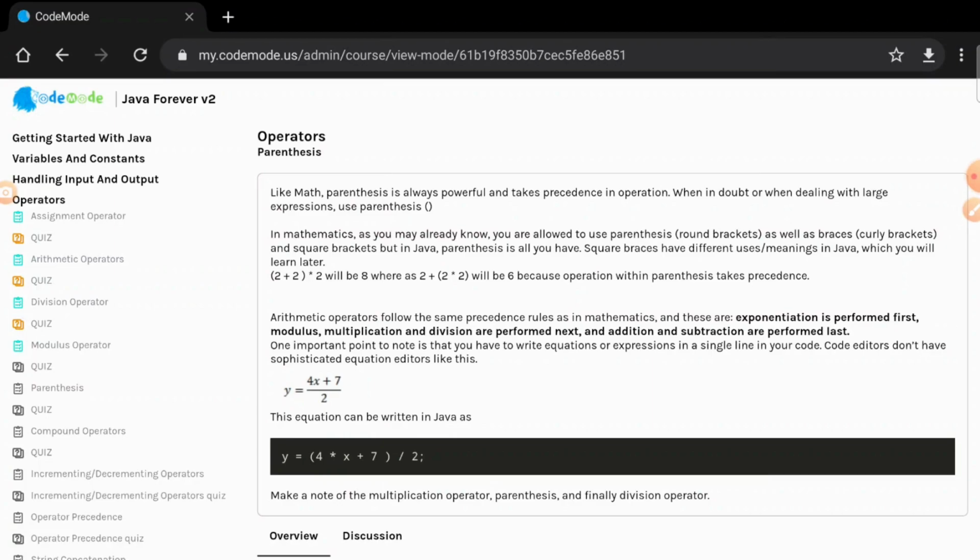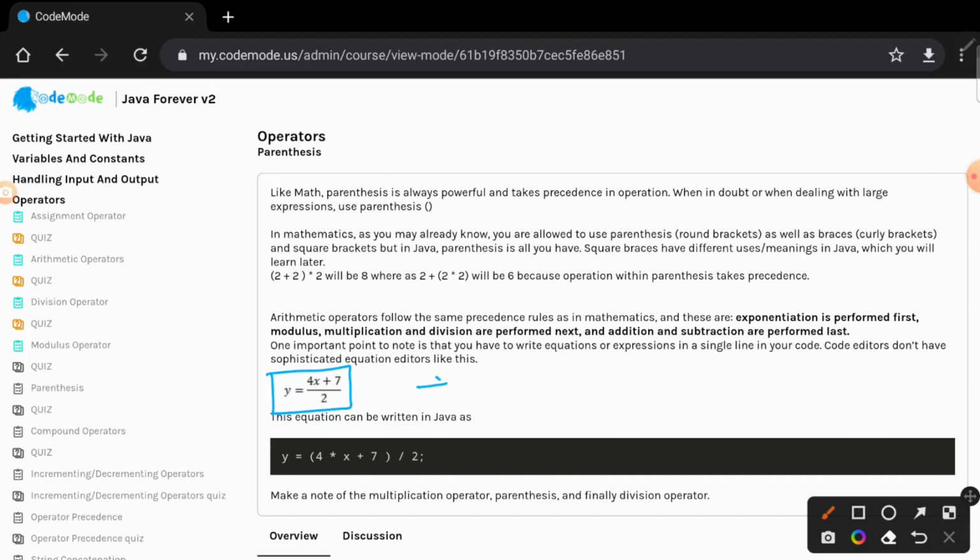For example, when you see this function y equal to 4x plus 7 divided by 2, if we convert this into a mathematical equation in Java, we will be writing y equal to 4, and remember multiplication is by asterisk, x plus 7 divided by 2.